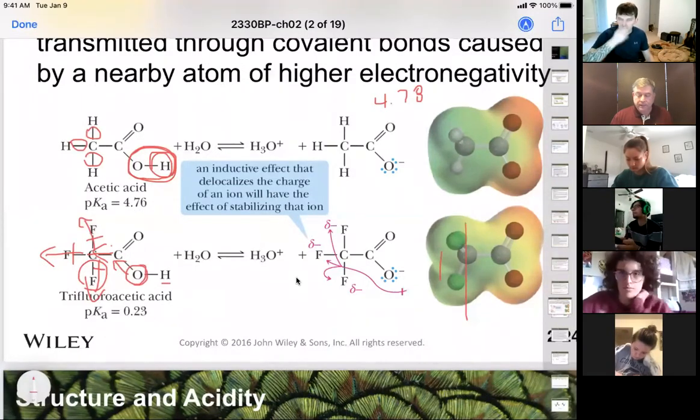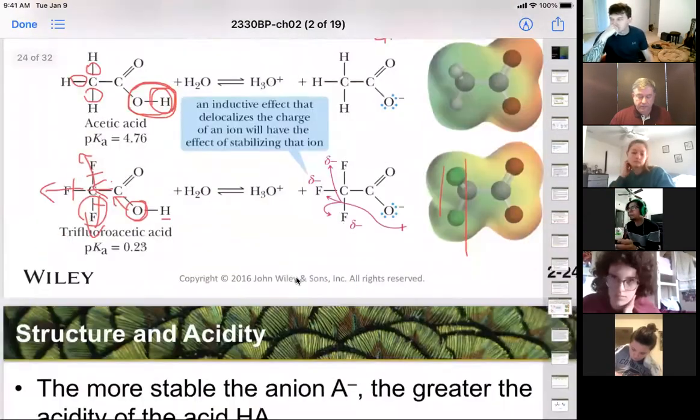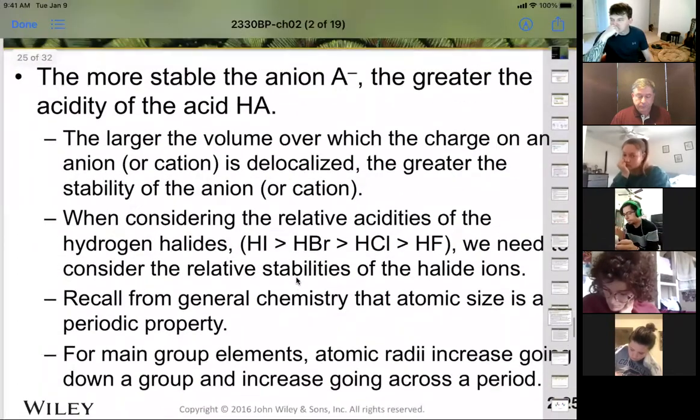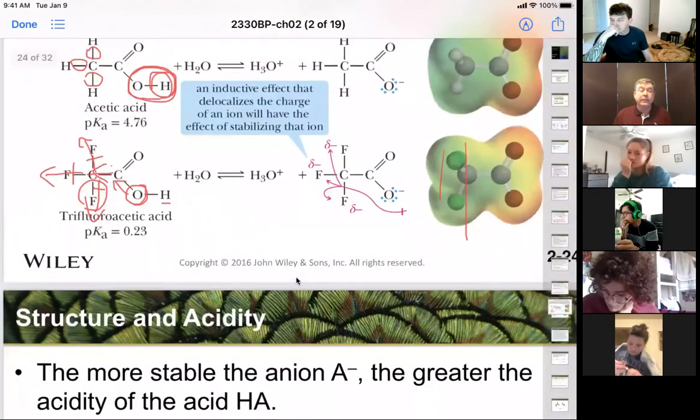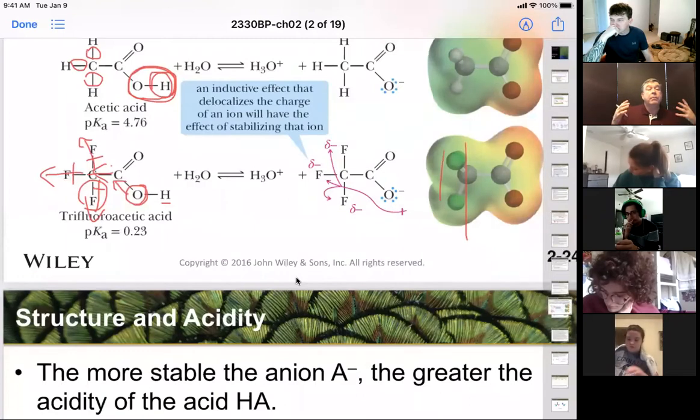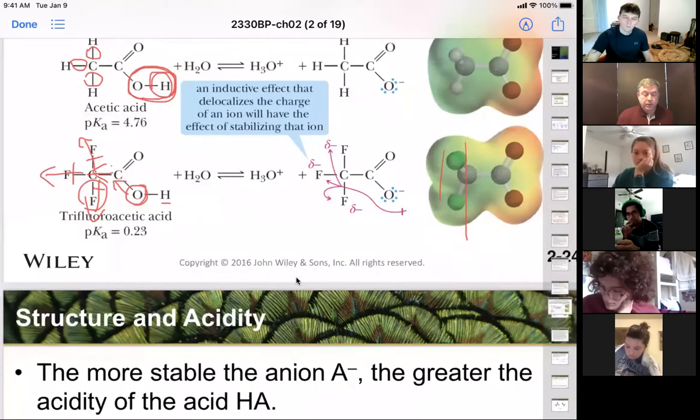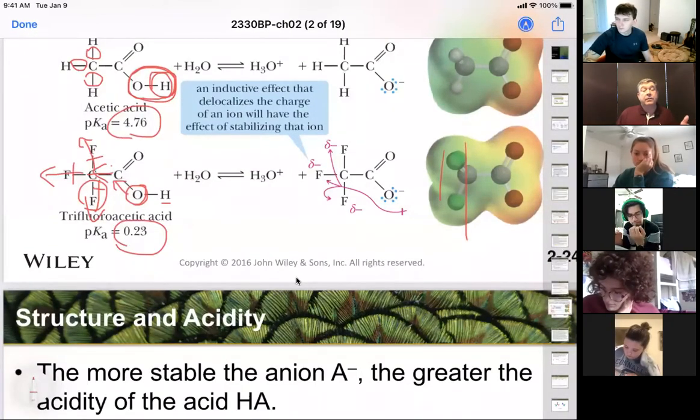So how does that trend? Well, the more electronegative things you have on there, the more acidic it becomes. So going from acetic acid with just hydrogens on there to 3 fluorines on there, it gets almost down to a true strong acid with a pKa of near 0.